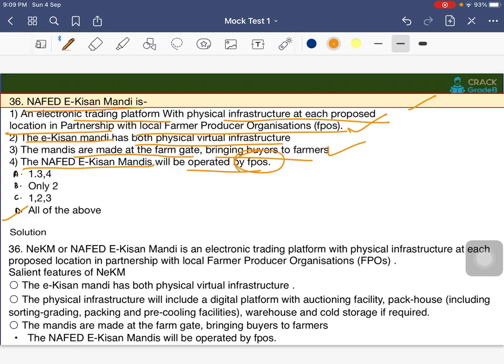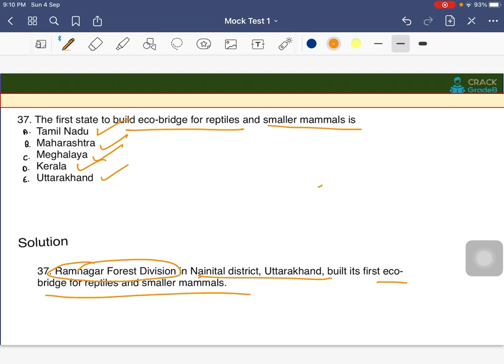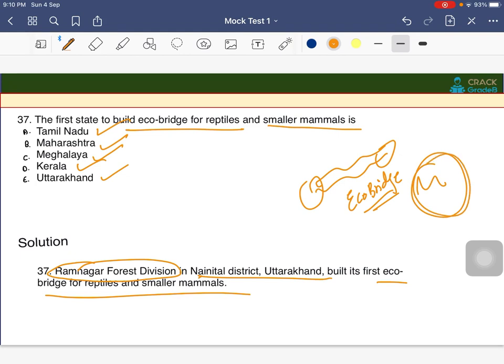The first state to build an eco bridge for reptiles and small mammals is, which state, right? Is it Tamil Nadu, Maharashtra, Meghalaya, Kerala, Uttarakhand? The Ramnagar Forest Division of Nainital district of Uttarakhand is the first where an eco bridge for reptiles was built. The bridge needed for the movement of reptiles and small mammals is called an eco bridge. Another example of an eco bridge is present in Mizoram, Tripura. This is also in Meghalaya. It is also a very important bridge to be made. That is present at a World Heritage Site also.